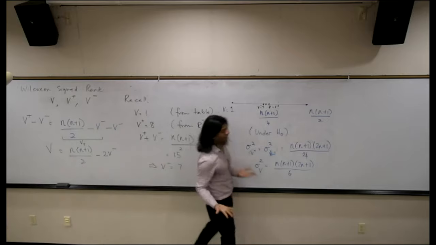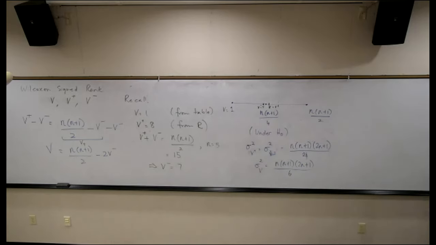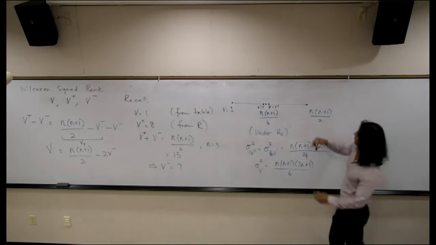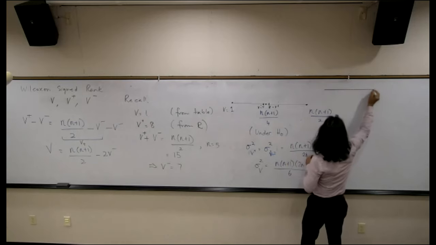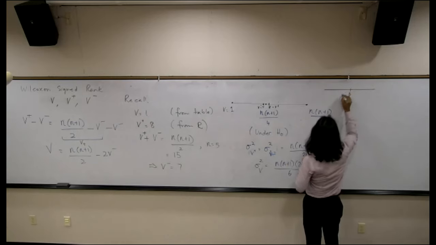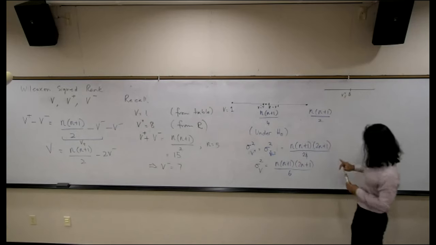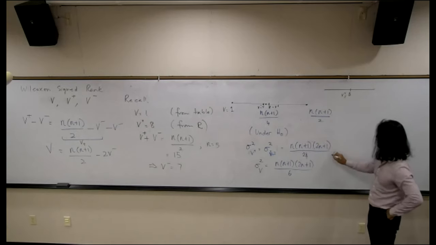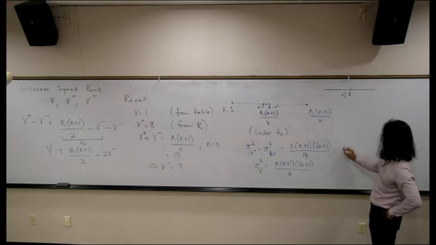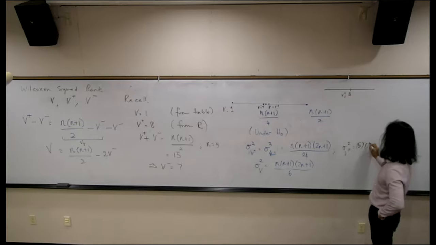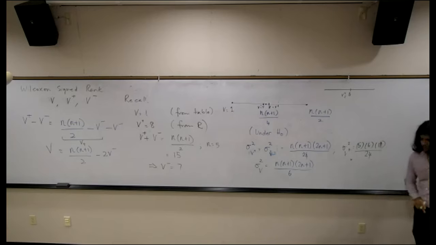It is going to give us an extra value, so let's not do that. Let's pick V plus. Let's quickly find this number. If N is 5, then 5 times 6 times 11 divided by 24. 66 divided by 4, 33 divided by 2.